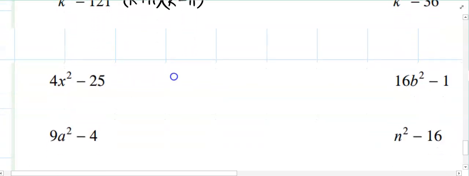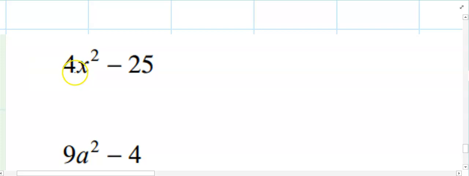Sometimes it's going to look a little more complicated, like this example. 4x squared is still a perfect square. 25 is a perfect square. It's 5 times 5. Taking the square root of 25 is easy, so we'll start with that. We know it's going to be plus 5 minus 5.